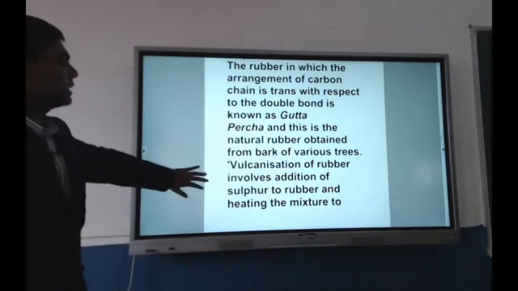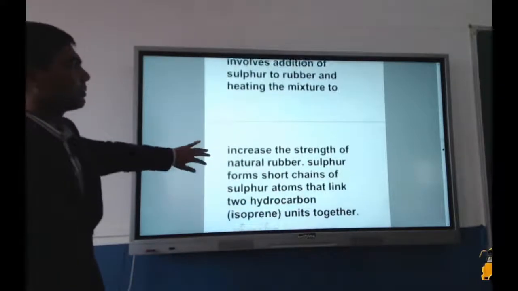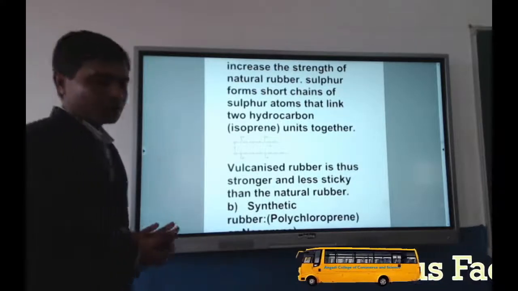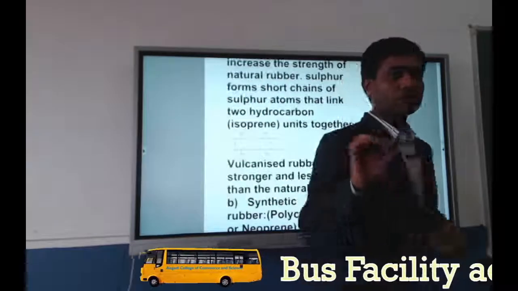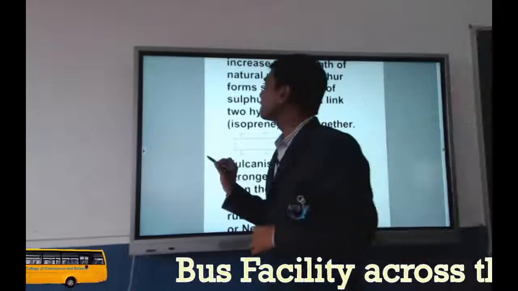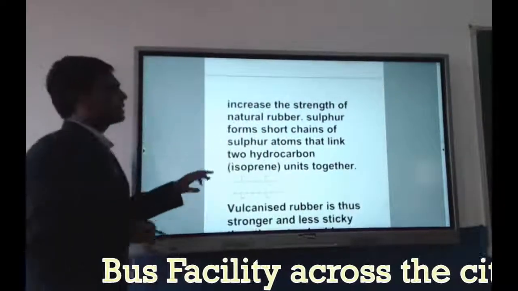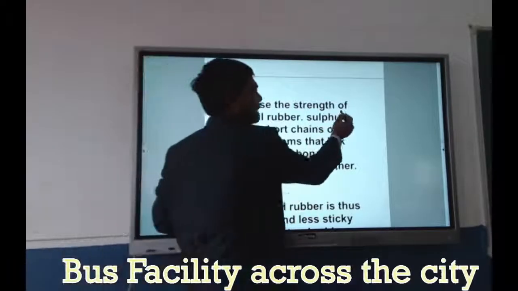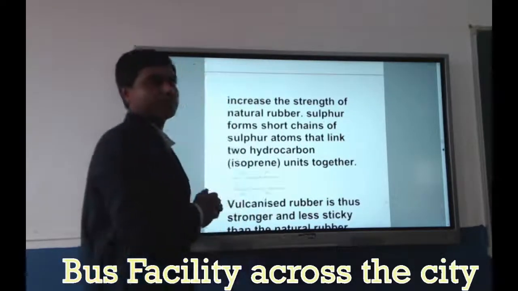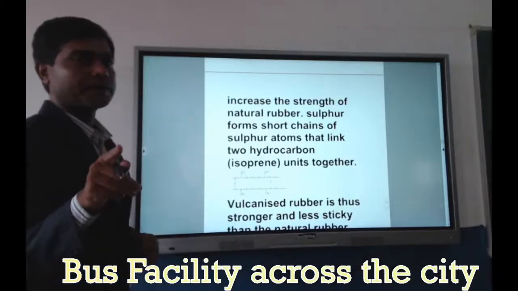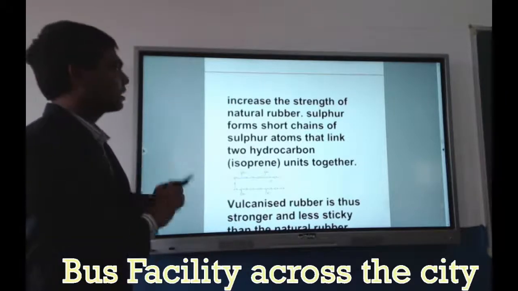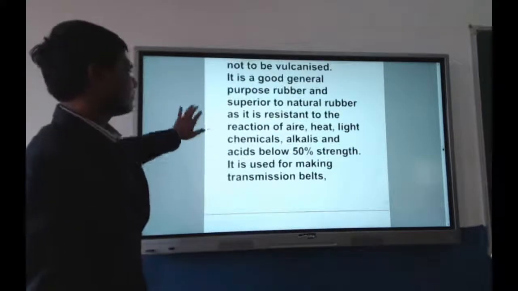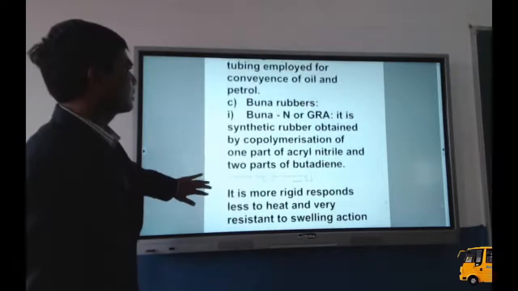Vulcanization of rubber involves addition of sulfur to rubber and heating the mixture to increase the strength of natural rubber. So for a 1 mark or 2 marks question, what is vulcanization of rubber? You should see this one. Vulcanization is used to increase the strength of natural rubber by adding the element called sulfur. And you know that the sulfur formula is S8, which is octa-atomic. Okay. Next. These are the applications.